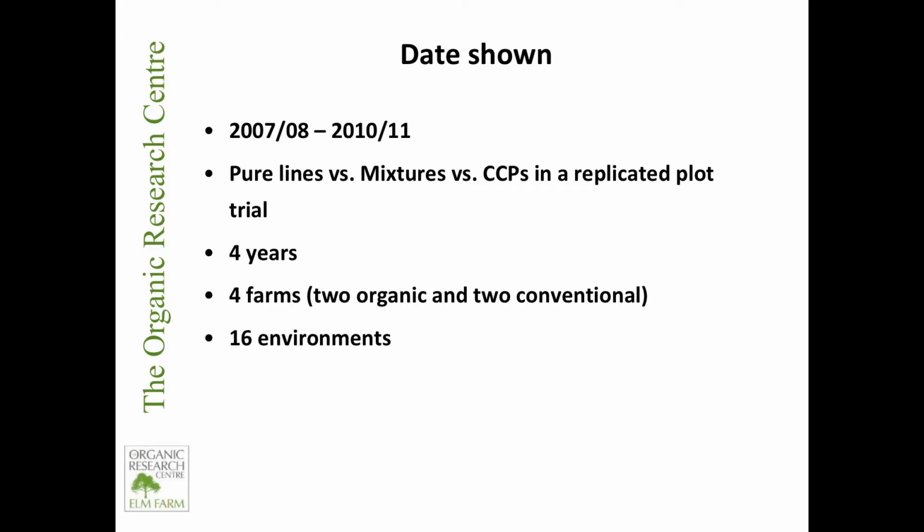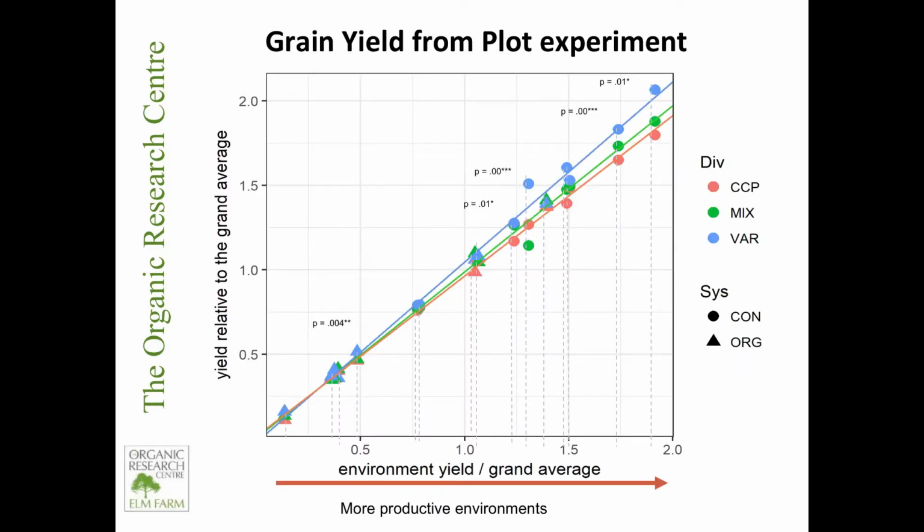So within this you can see that the pinky dots are the CCP, the green dots are the mixtures, and the blue dot is the variety, the parental varieties. A circle is for conventional, and the triangle's organic. What this shows is actually a classic plant breeding plot. As you move towards the right, the environment is better, so it's a more high-yielding environment for these varieties. And as you start moving back down to the left, it is worse.